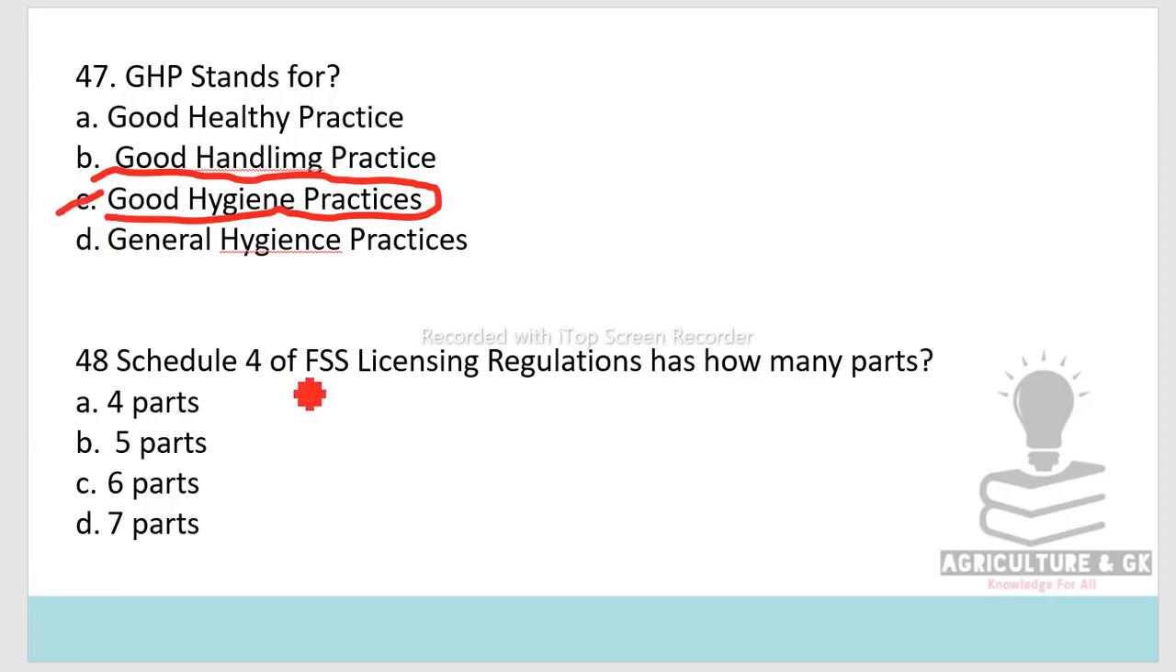Now moving next, Schedule 4 of FSS licensing regulations has how many parts? So we have already discussed about Schedule 4 and we have also seen the part 2 of it. So now we have to tell about how many parts are there in Schedule 4. 4 parts, 5 parts, 6 parts, or 7 parts. So the Schedule 4 has 5 parts. And we have already discussed about part 2.